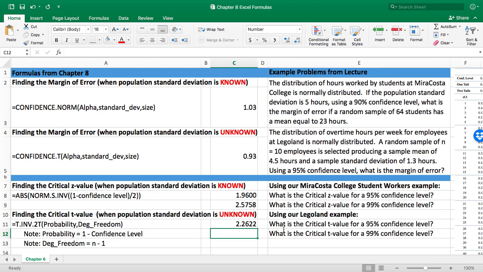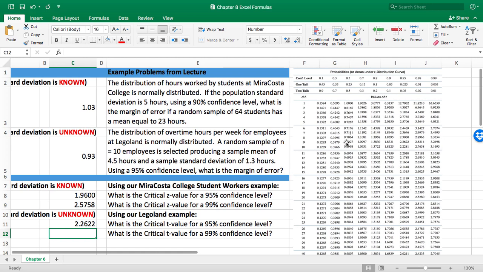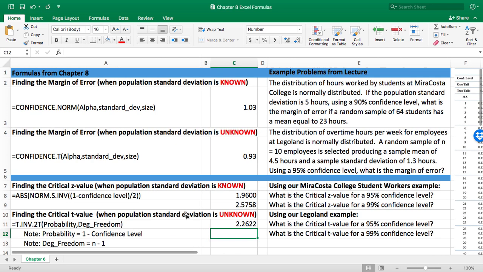which is the same as we saw in the lecture video when we used Appendix F. So real quick, I'm going to scroll here to the right. Here I've got my Appendix F. I'm looking at a 95% confidence level, and I'm going to look for my degrees of freedom of 9, and here is the 2.2622. So you can either use Appendix F, or you can use Excel to find a critical t-value. We'll practice one more.